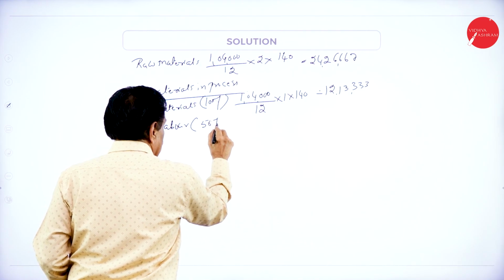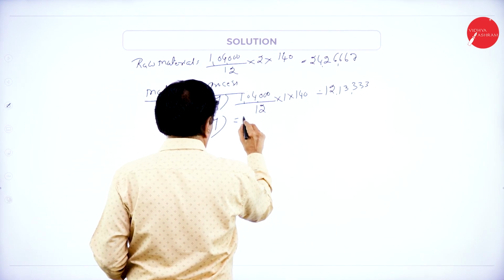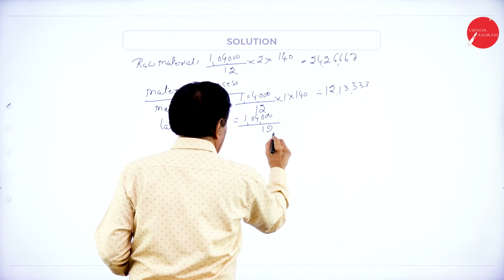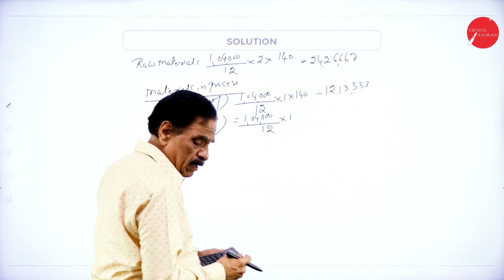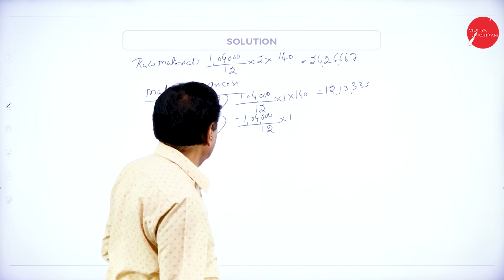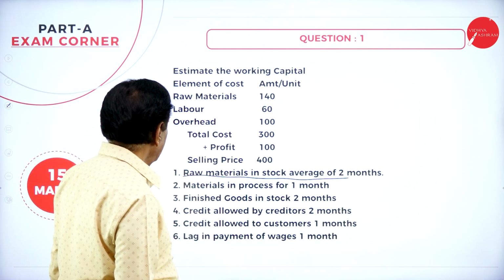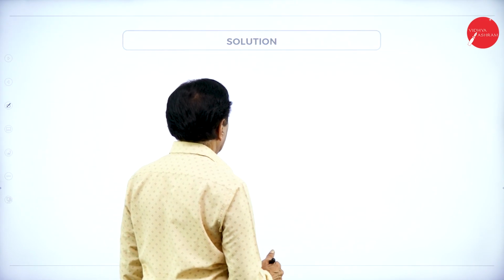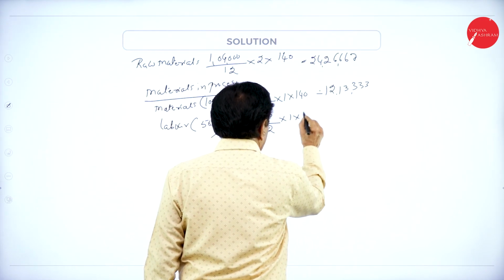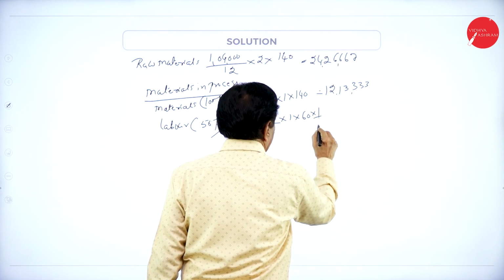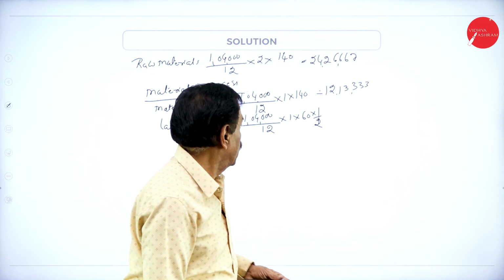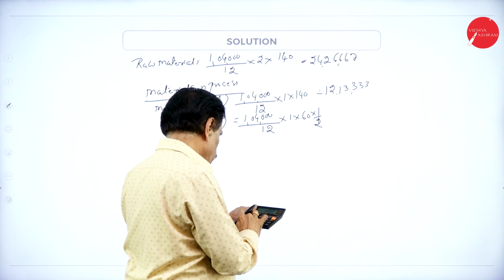50%. 1,04,000 divided by 12 into 1 month. What's the labor cost? You see that? Labor is 60 into half, 50%, means 30 rupees.